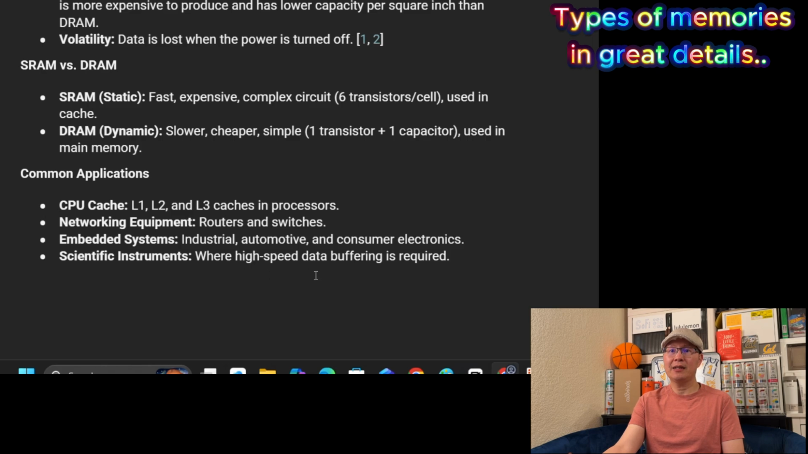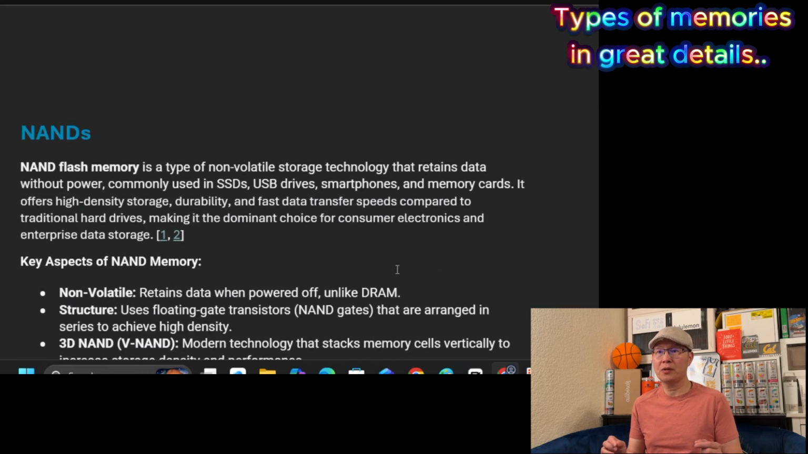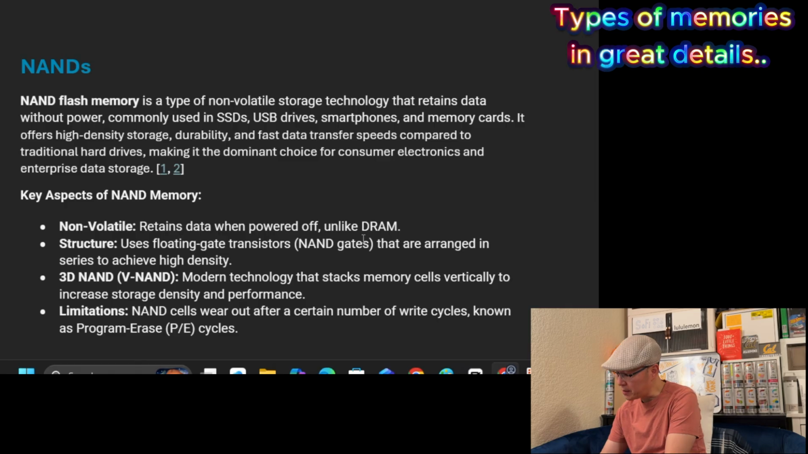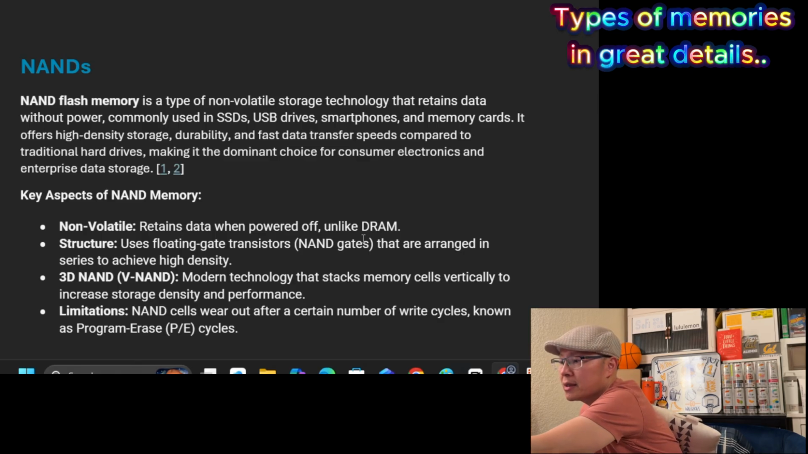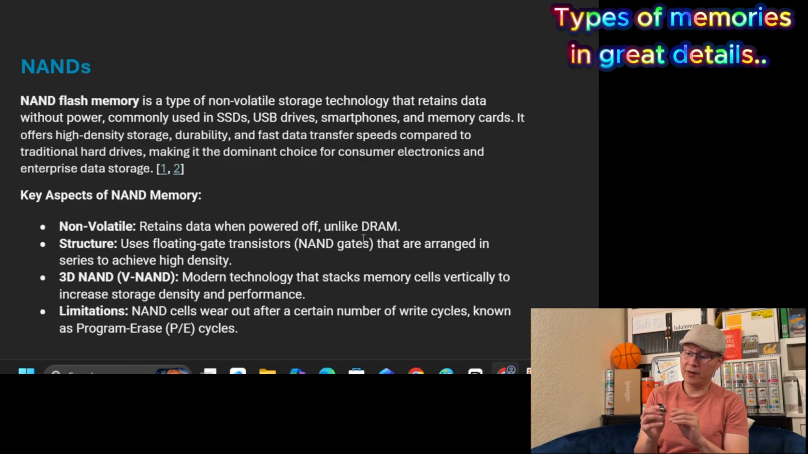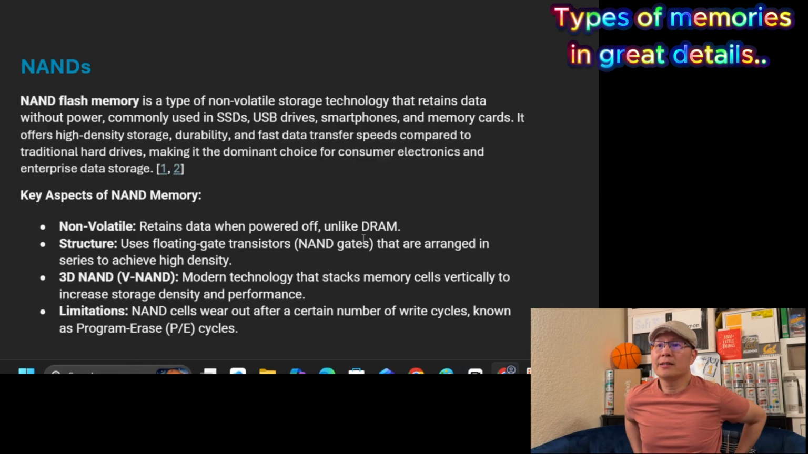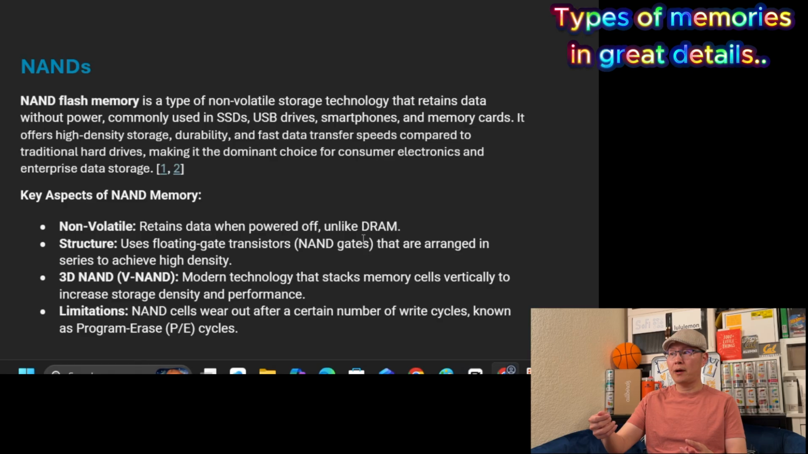NAND. NAND flash memory is a type of non-volatile storage technology. Do I have one of those flash memories? I wish I had. Oh, such as this one. This is flash memory, 32 GB here, if you can see it. This is one of the types. The other one I just mentioned was like a finger, that is a USB drive, and you plug it in, and it retains data even if you unplug it from your laptop, meaning remove the power source.